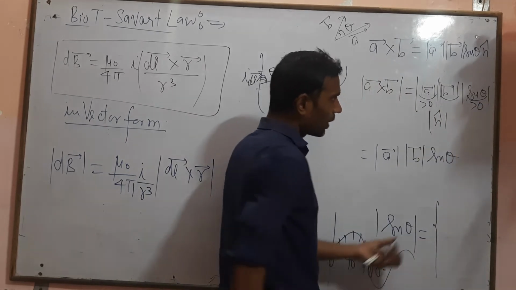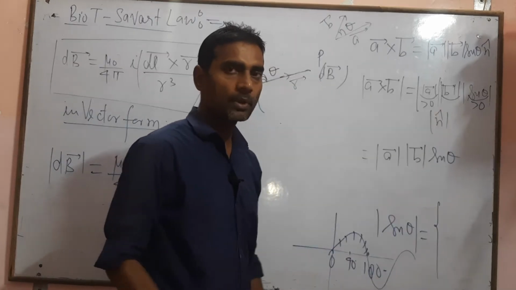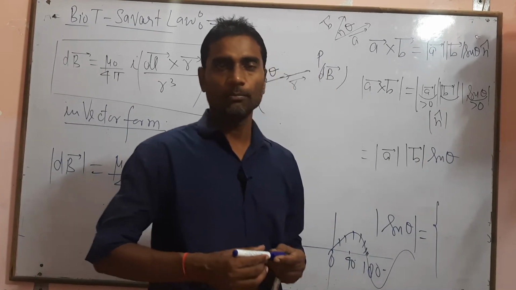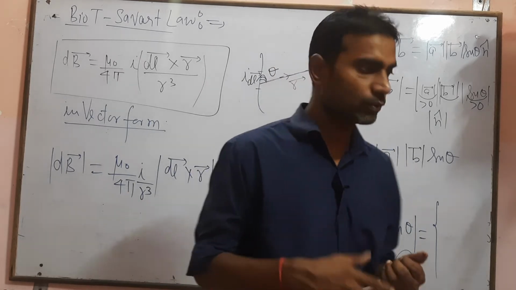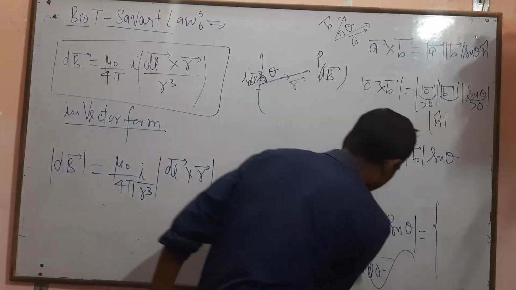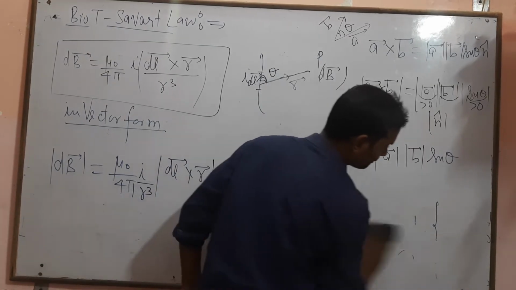Another point is the n cap. N cap is the unit vector. The mod of a unit vector is equal to 1. We know that the mod of a unit vector equals 1.